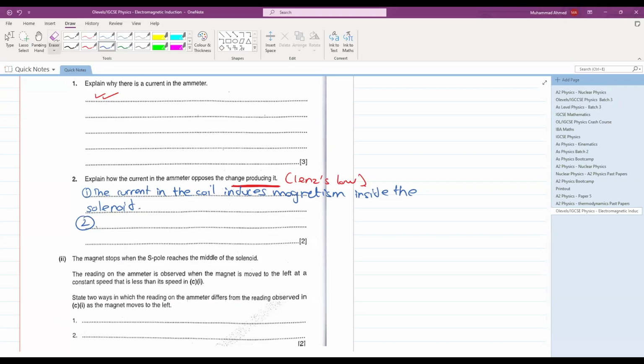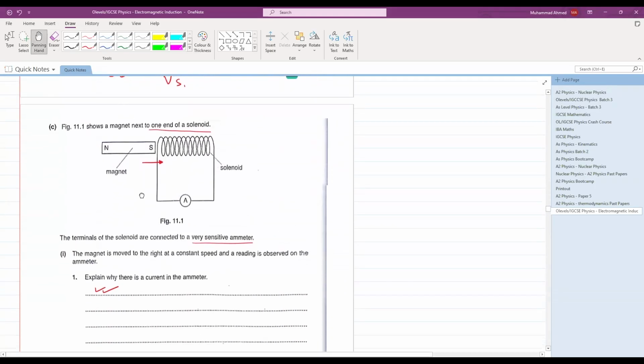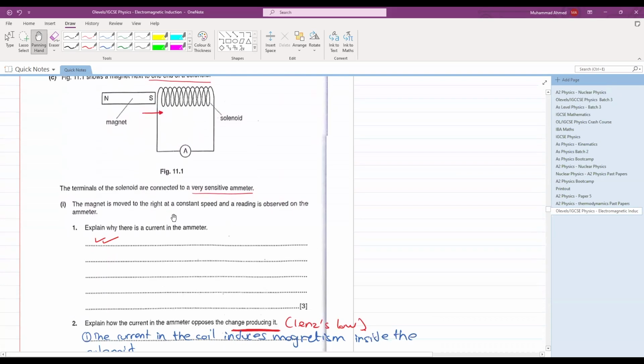What will happen as your second point? The magnet is pushed inwards. It is moved towards the right. How can the solenoid oppose it? By pushing it towards the left. This is the left force that the solenoid will apply. How can the solenoid apply a leftward force? By inducing a south pole here, north pole here.